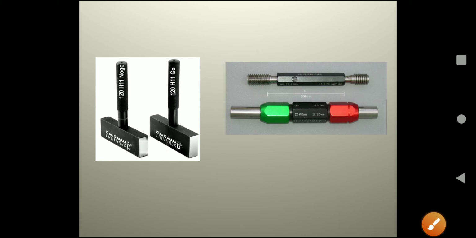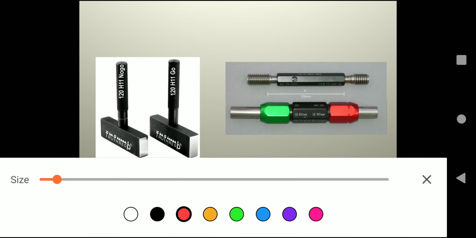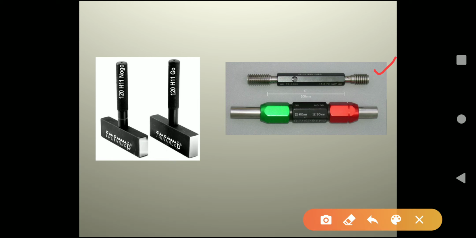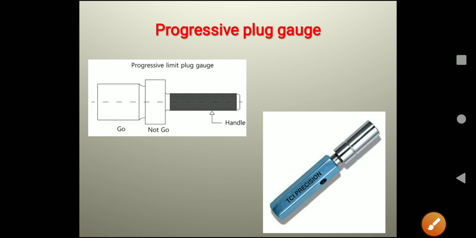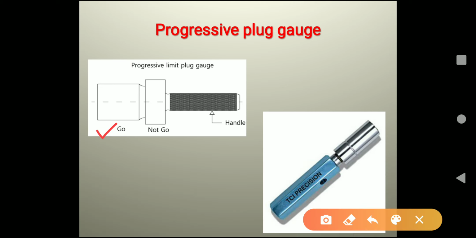Here you can see the types of plug gauges, that is thread plug gauge and dowel pin type plug gauges. Here you can see a type of bore gauge which is used for larger diameter measurements. Next we will see the progressive plug gauges. Here you can see the progressive plug gauge, that means on one side it has the go as well as the no go side. Here you can see the exact image.